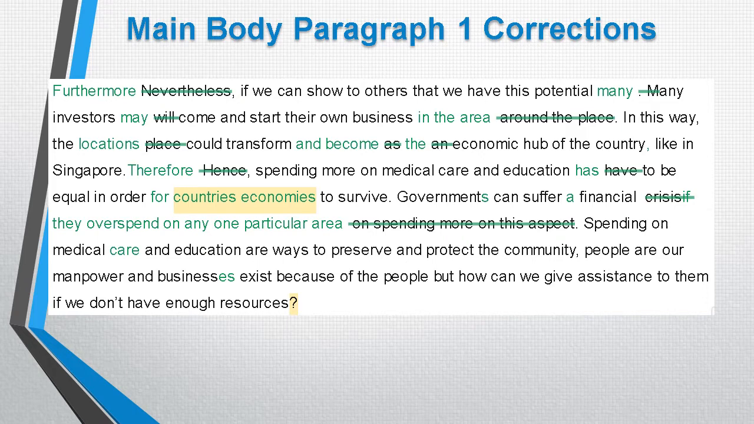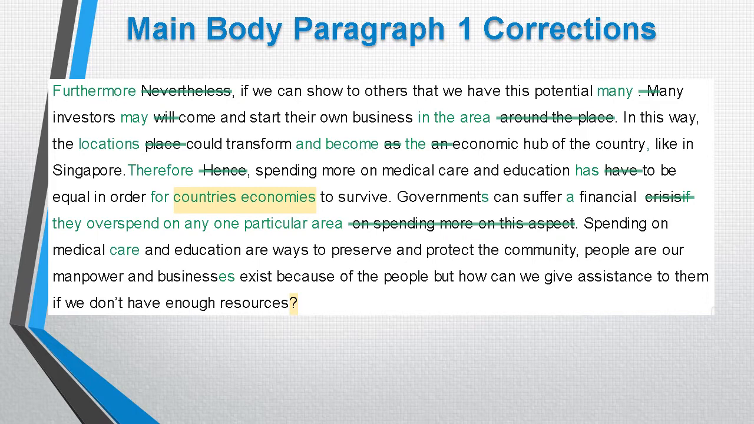So many investors may come and start their own businesses, and I've changed it to in the area rather than around the place. I noticed they'd use place a few times in the introduction, so we'll try and vary it. Similarly, I've said in this way the locations rather than place could transform and become the economic hub of the country. A phrase such as economic hub, those two words go together very well, so that is a nice collocation, which is good natural use of the language. And they have used collocations quite well throughout the essay.